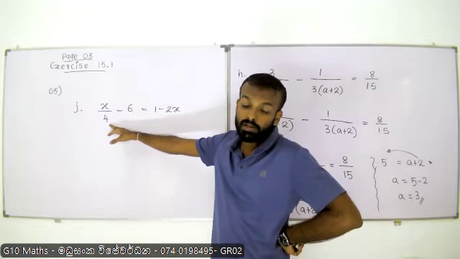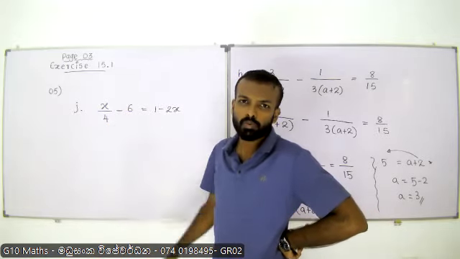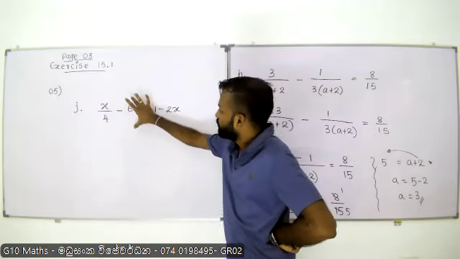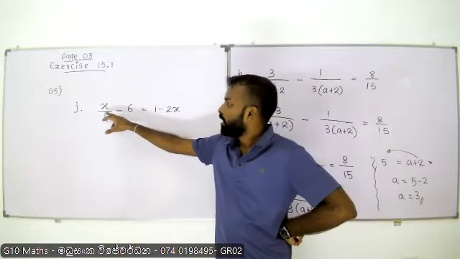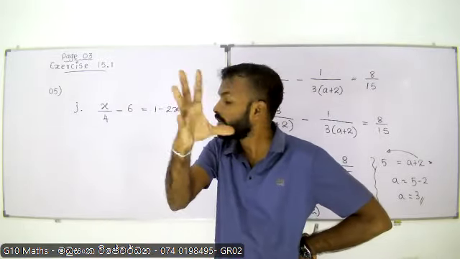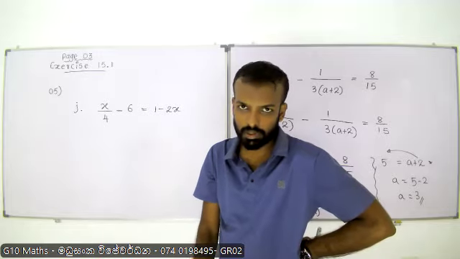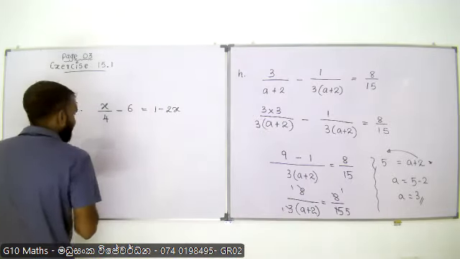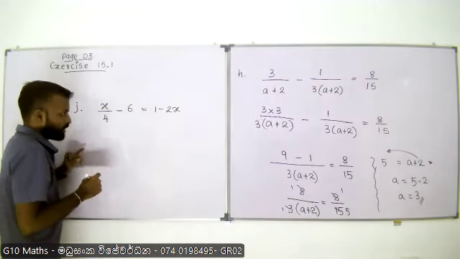So I need to remove that first. So how to remove? 1, 2, 3, 4. There are 4 terms. So I have to multiply each and every term by 4. Right? So I am going to do it in the next step. And I am not going to show it to you. I will write multiply by 4.